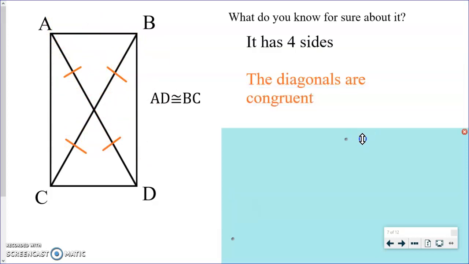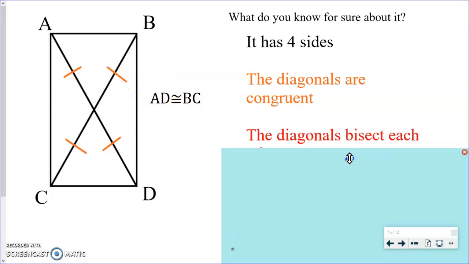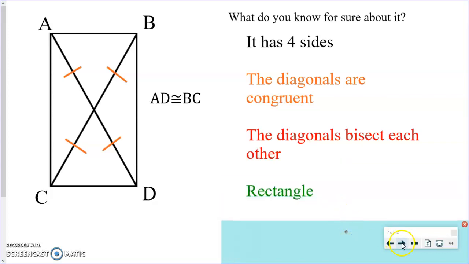So it does have four sides, and since all four of these pieces of the diagonals are congruent, that's going to also mean that the diagonals are congruent. But we need to know more than just that, because there are some other shapes that have diagonals that are congruent. Isosceles trapezoids, we talked about those. But the diagonals also bisect each other, so that means it's got to be a parallelogram. So if it's a parallelogram and the diagonals are congruent, then that means it's a rectangle.